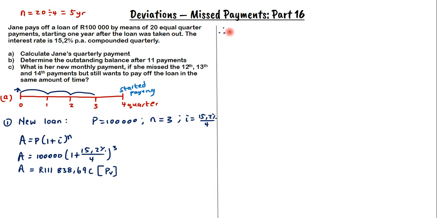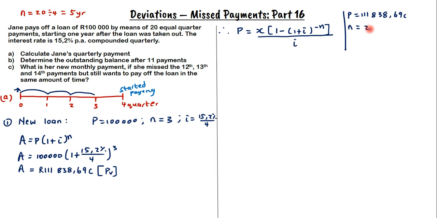Therefore, to find the payment, I'm going to use P equals x into 1 minus (1 plus i) to the power of minus n, over i. In this case, P is the new loan, so it is 111,838 rands, 69 cents. The interest is still the same, but when it comes to n, we were expecting 20 payments, but now we skipped 3 payments. So it means we have 17 payments that are left. That is going to be the value for n. The interest doesn't change; it is 15.2% divided by 4.